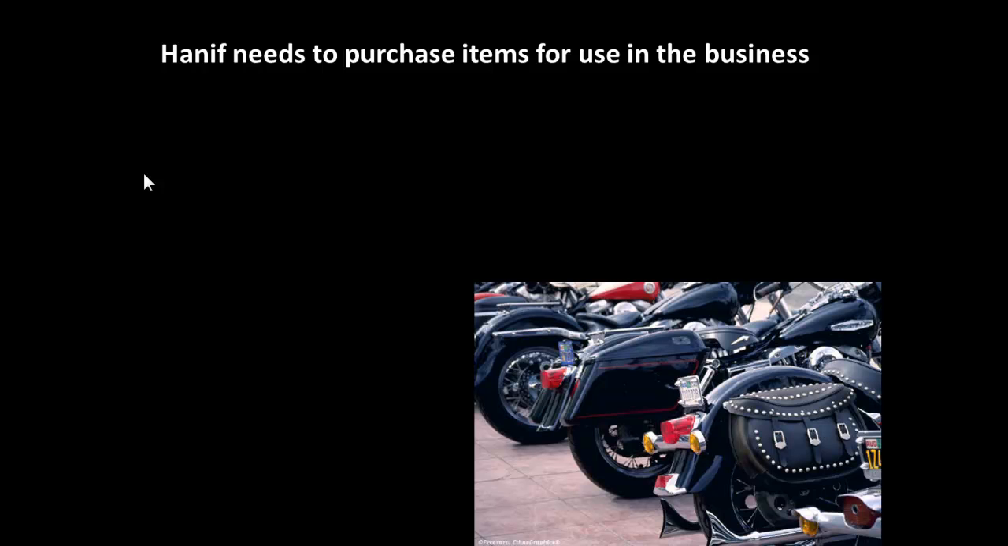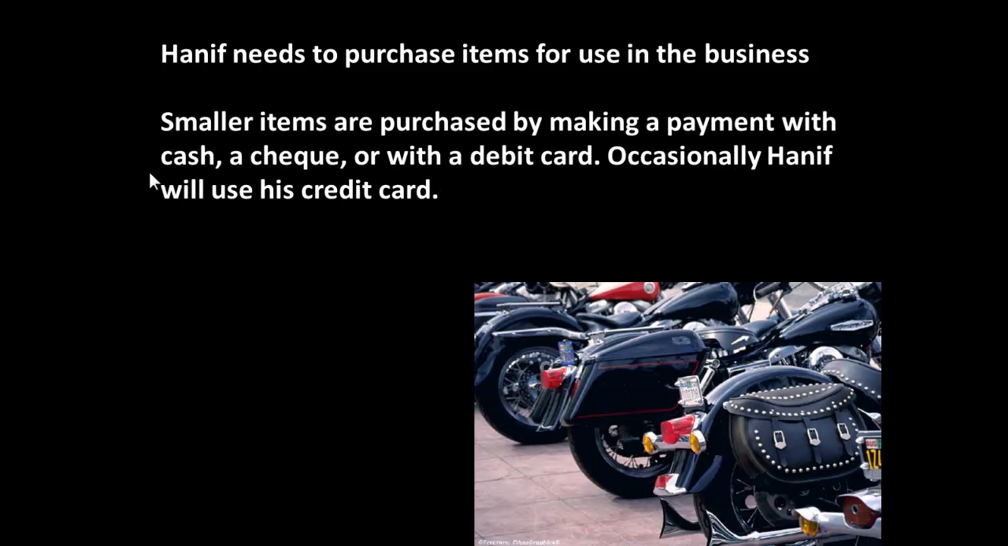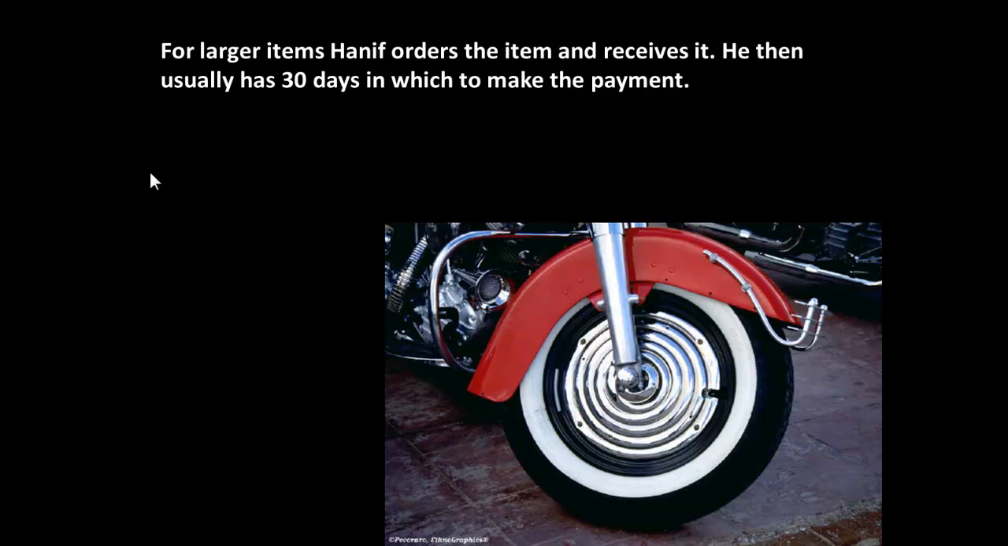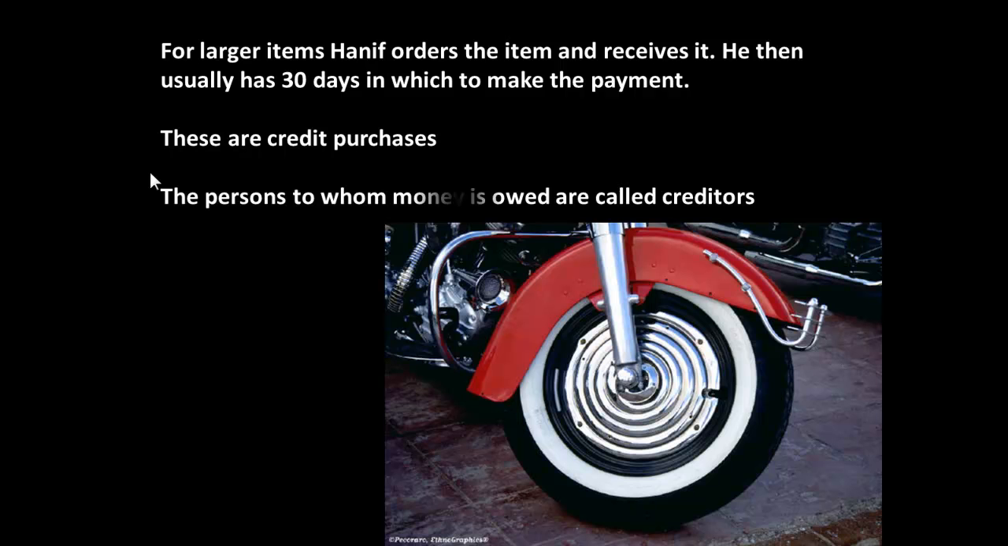Now let's consider the purchases side of it. Hanif wants to purchase items for use in the business. If they're very small items, he's probably going to pay using cash or a cheque or a debit card or the credit card exactly the same way as before, except of course he's making the purchase now, and these will all be referred to as cash purchases. For much larger items, Hanif orders the item and he then has 30 days in which to make the payment, and that's called a credit purchase. And the persons to whom the business owes the money are called creditors.